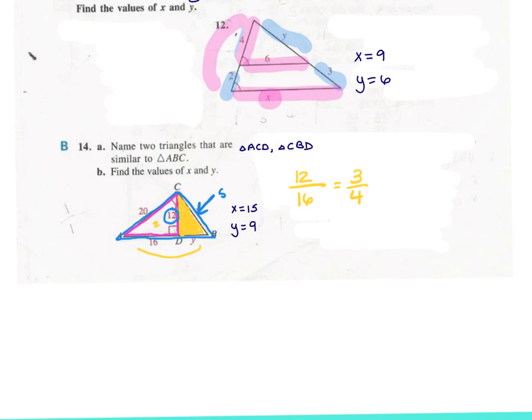The 3 to 4 works, but the X is the largest side in that small triangle. So if I do 3 to 4, I have to do the largest side in the pink triangle. So it would be x over 20. And then I can either cross multiply, or I could just multiply by 5 here and by 5 here, and I get x equals 15.